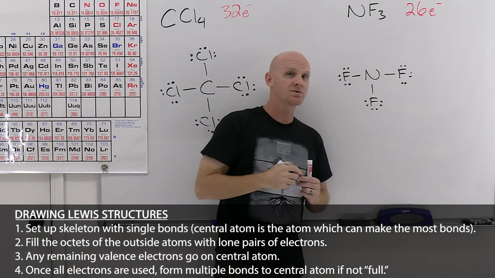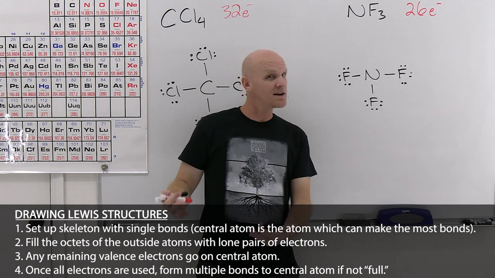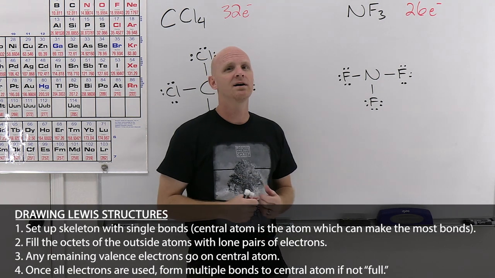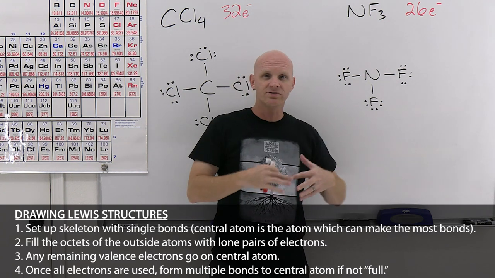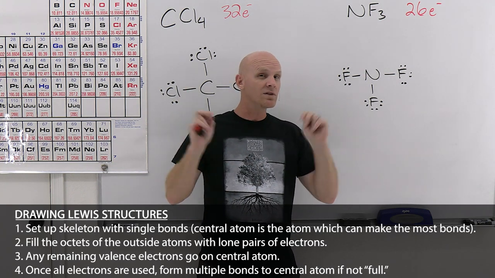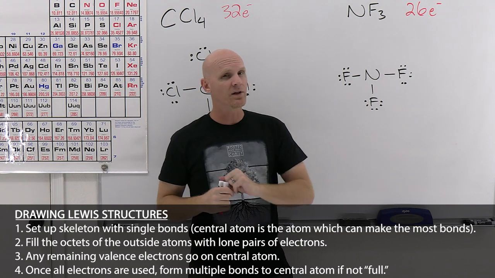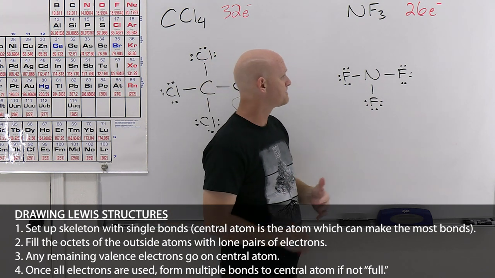Notice you could also look at this as worrying about filling up your more electronegative atoms first, because they're the outside ones. Electronegativity has to do with how much atoms like to pull electrons towards them. So the ones that like the electrons the most, so to speak, are the ones we give the electrons to first, if you prefer to think of it that way.